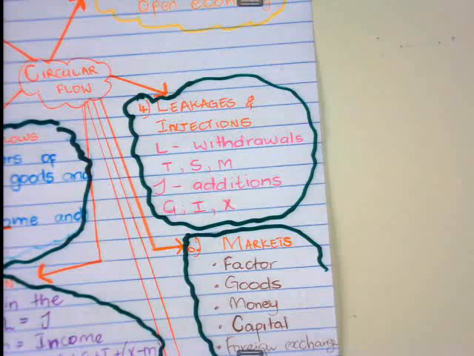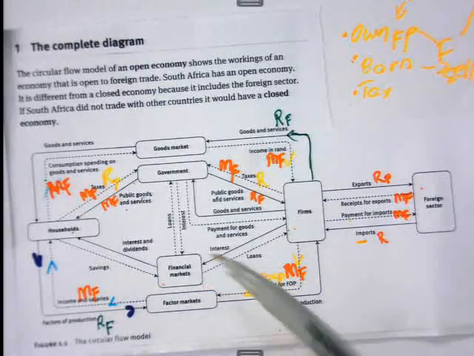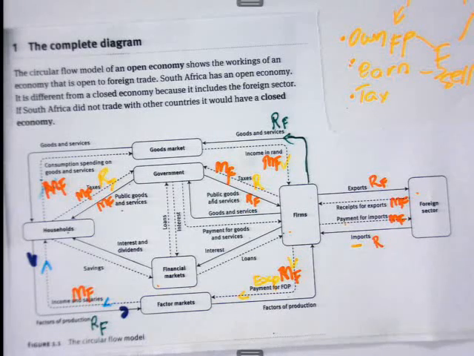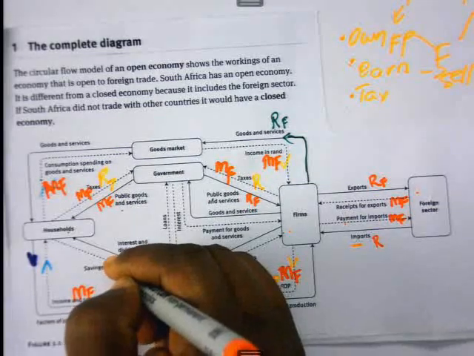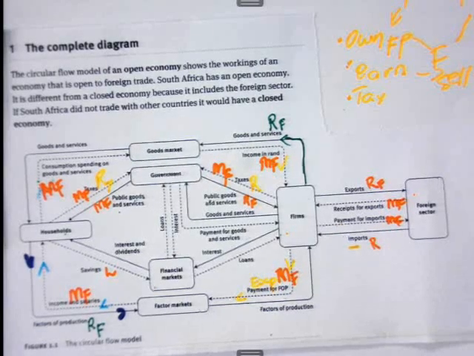Number 4, leakages and injections. Leakages are withdrawals in the economy. Why withdrawals? If the household decide not to spend part of their income and save part of their income, where? In the financial institute, the saving of household in the financial markets, it gives us what? A leakage.